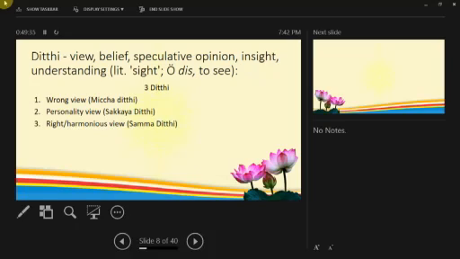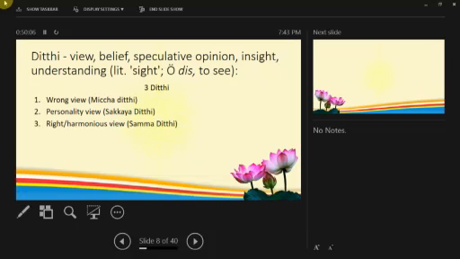The other Ditthis are wrong. Let's take wrong view. Initially, wrong view or Miccha Ditthi is very bad, and if you live with it, you might end your life cycle in unhappy places like the animal kingdom, ghost realm, or hell. Miccha Ditthi has nothing wholesome, it always gives us suffering.